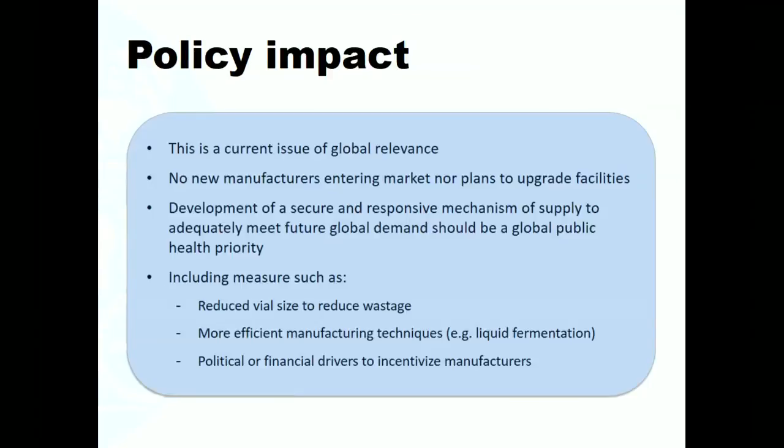There are significant policy impacts of this. It is a current issue of global relevance. There are no new manufacturers intending on entering the market. If anything, manufacturers seem to be leaving the market. And there are no current plans to upgrade facilities to be able to increase production at existing producers.